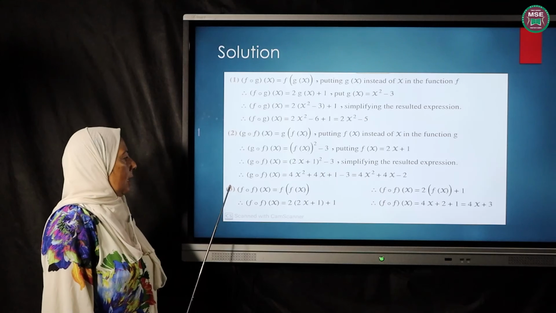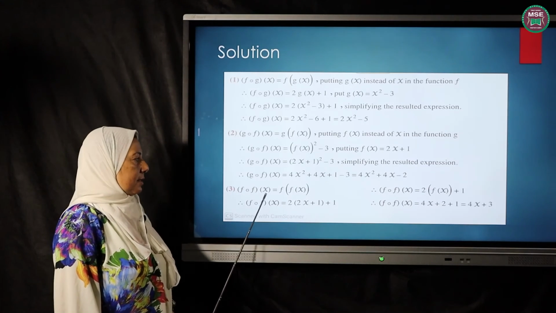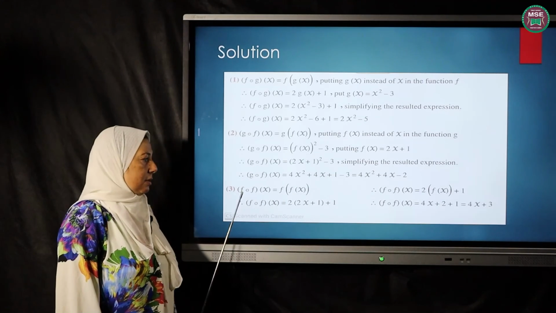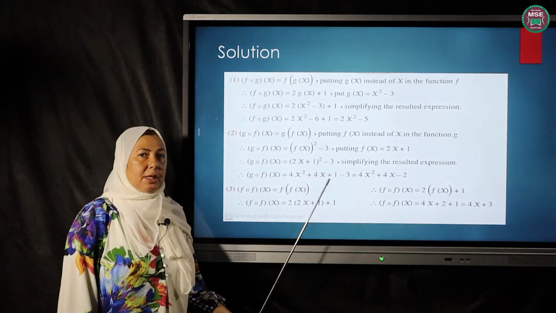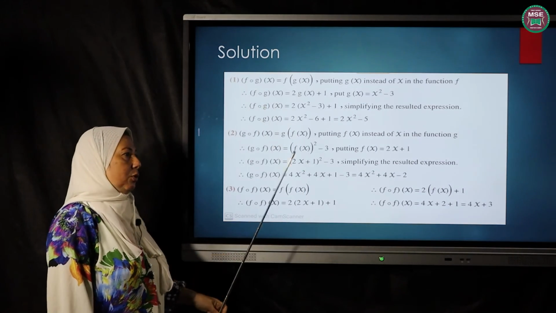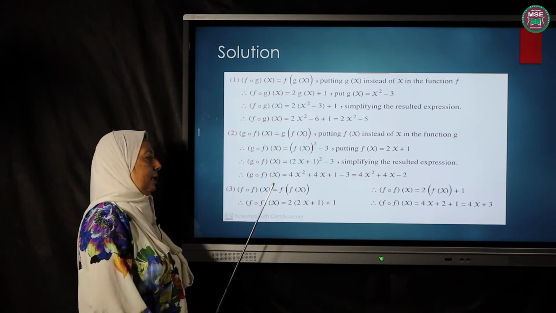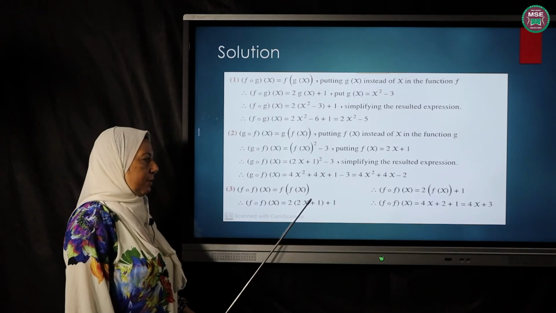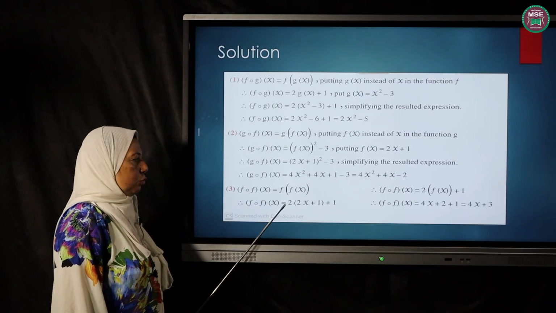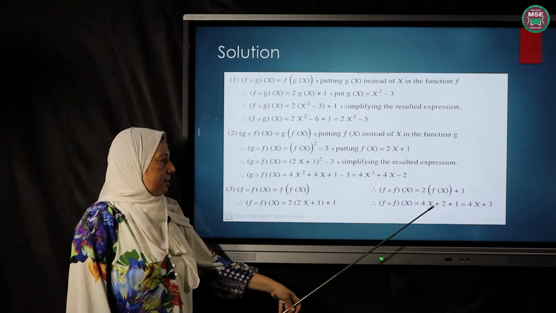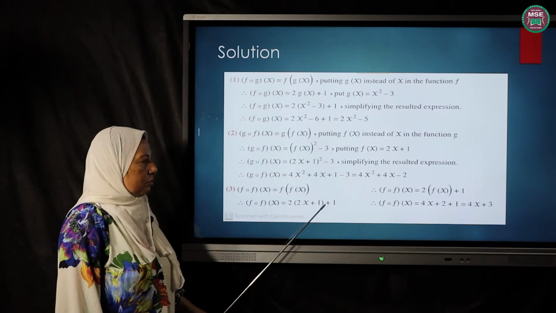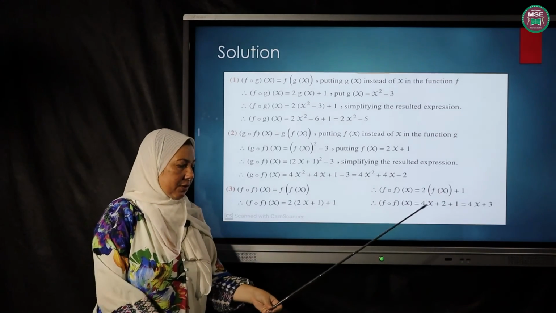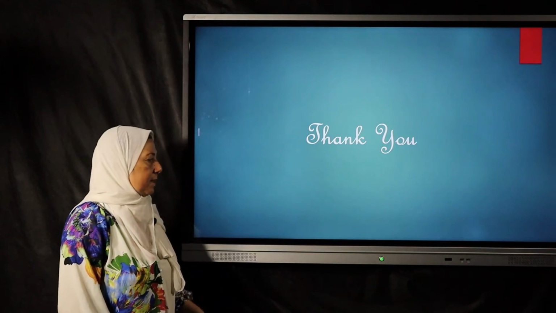Third, f composed f of x. F of x equals 2x plus 1, and we replace x with f, so 2 times (2x plus 1) plus 1, which is 4x plus 2 plus 1, so 4x plus 3. Thanks.